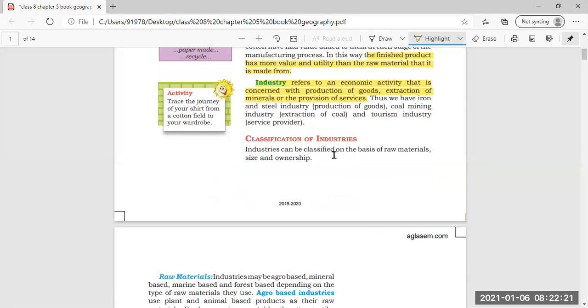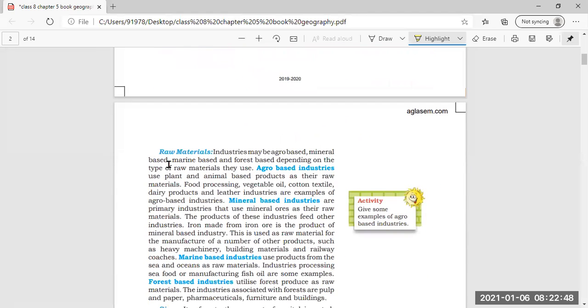Now, classification of industries. Industries can be classified on the basis of raw material, size, and ownership. Now, we will see one by one in detail how these industries are classified on the basis of raw material, size, and ownership. We are going to read it in detail in the coming lessons, coming pages. Sorry.